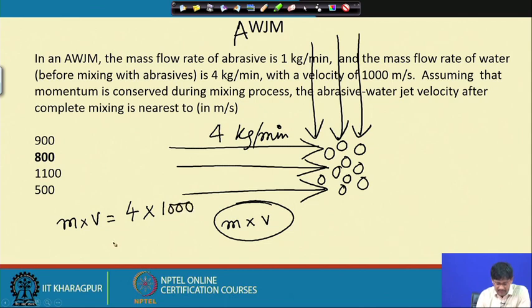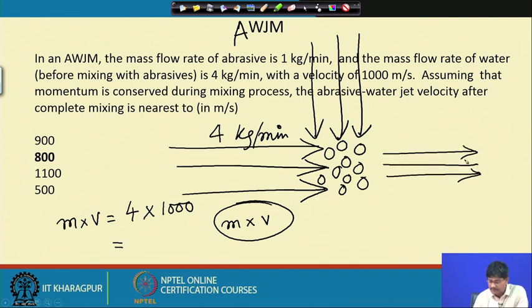Now, after the mixing chamber, this gives us an abrasive water jet where both of them are sharing the same velocity. That means the abrasives have got completely mixed inside and they are coming out. So, we are assuming that in this case momentum is conserved, no other losses, but energy is not conserved. Due to mixing, some energy is lost.